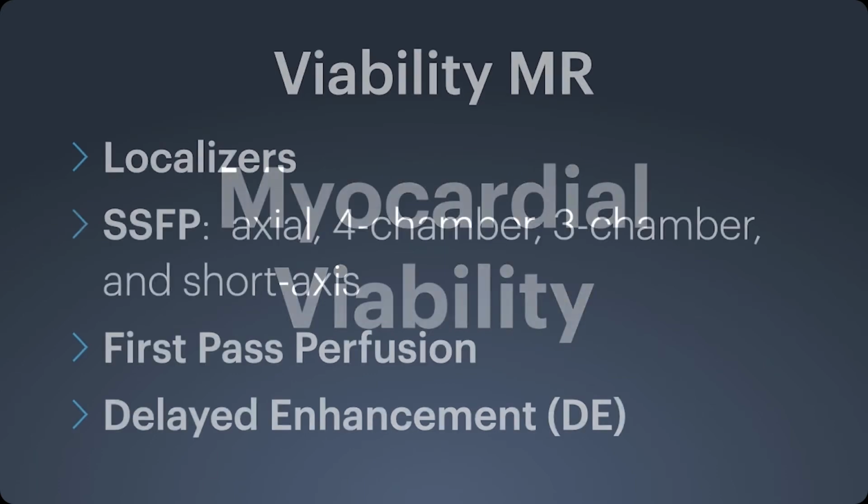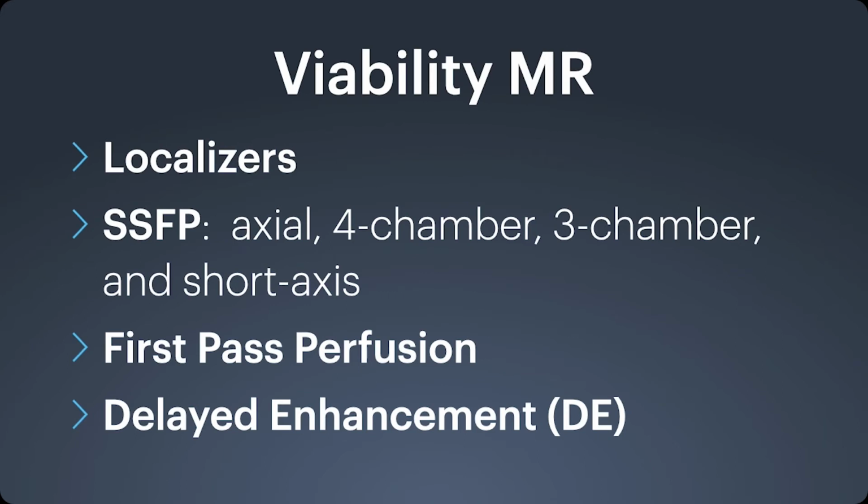All right, let's talk about myocardial viability. So this is really kind of the bread and butter imaging that we perform in cardiac MRI. And the scan itself is fairly basic, and it can be performed in anywhere from 15 to 20 minutes, depending on the number of sequences that are performed. And these typically consist of localizers, steady-state free precession imaging performed in axial, 4-chamber, 3-chamber, and short-axis views.